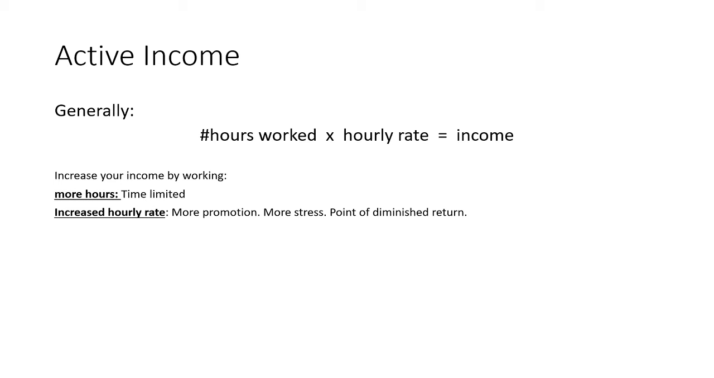So generally speaking, how you calculate active income is how many hours you work. Basically, you're swapping your time for money. So the more hours you work, the more money you'll get. But generally, to calculate your income, the formula is how many hours you worked times your hourly rate. And generally, that's not a good idea, because to increase your income, you have to either increase your hours or increase your hourly rate.